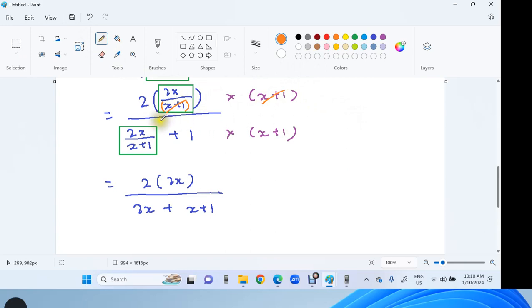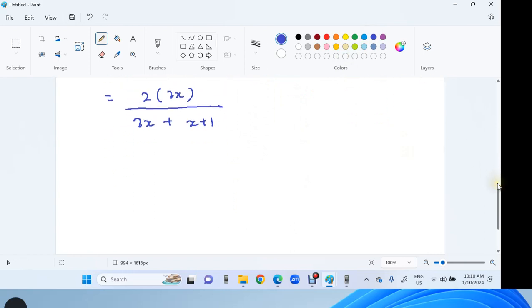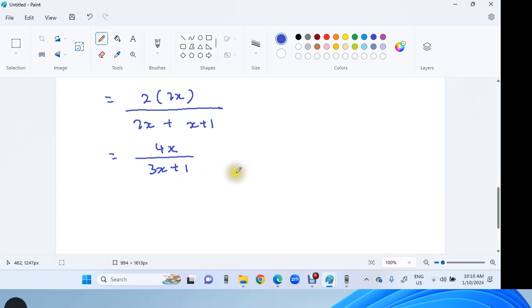Okay, and then we have this multiplied with this. So we have 2x over x plus 1 multiplied with the x plus 1, then we can cancel out. Then we have the 2x here. 1 multiplied with x plus 1 will become x plus 1. So the final solution will be 4x over 3x plus 1.